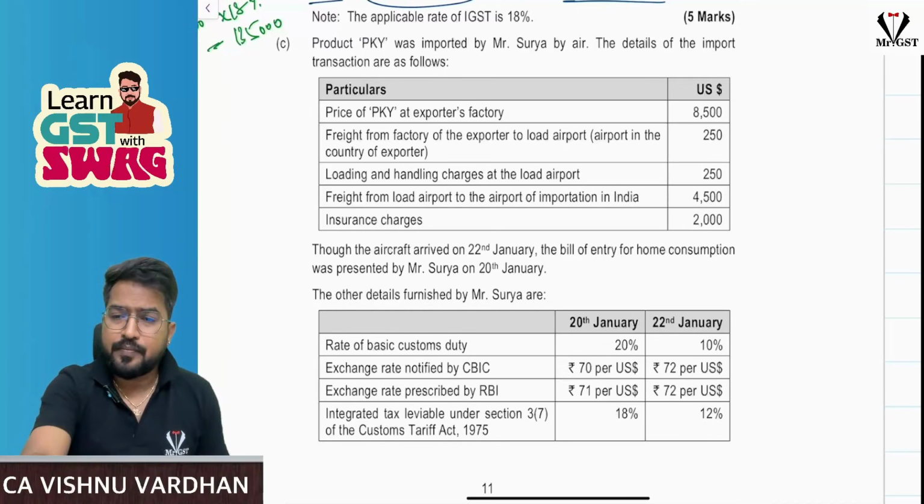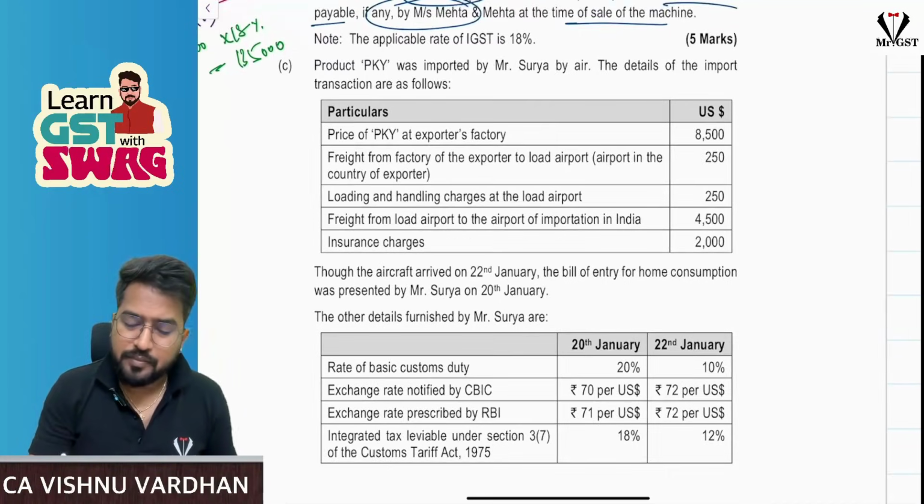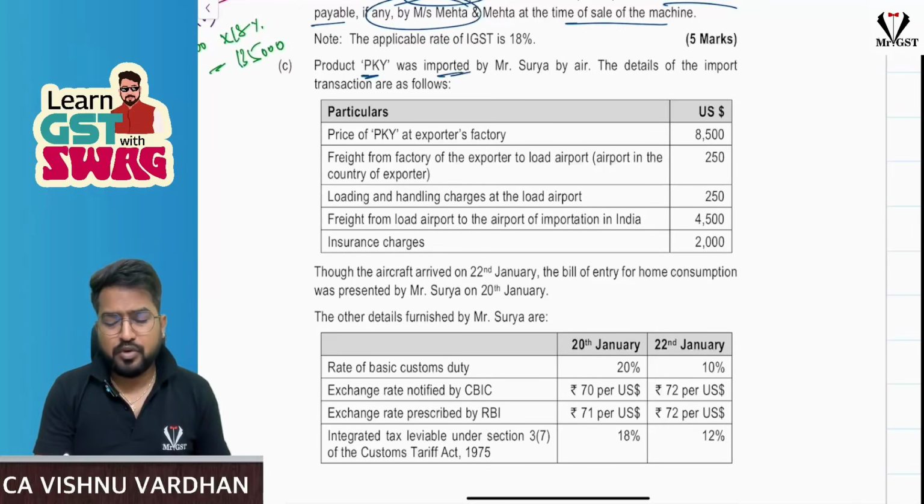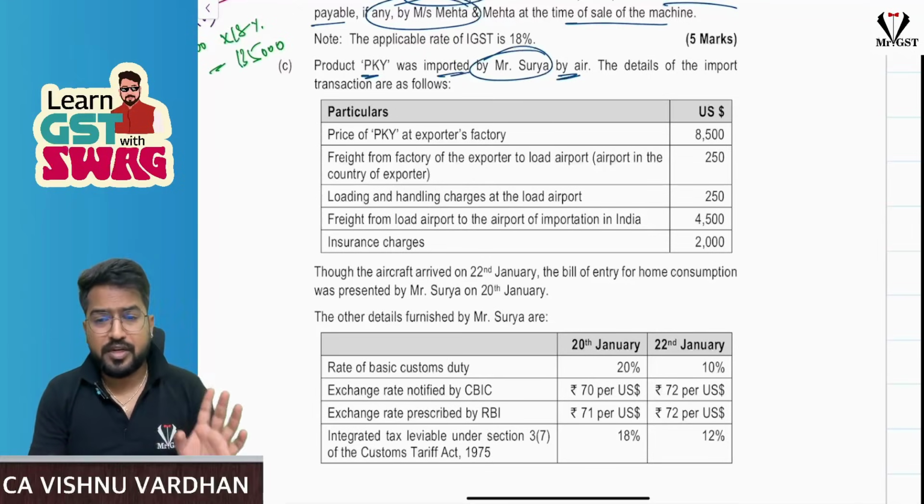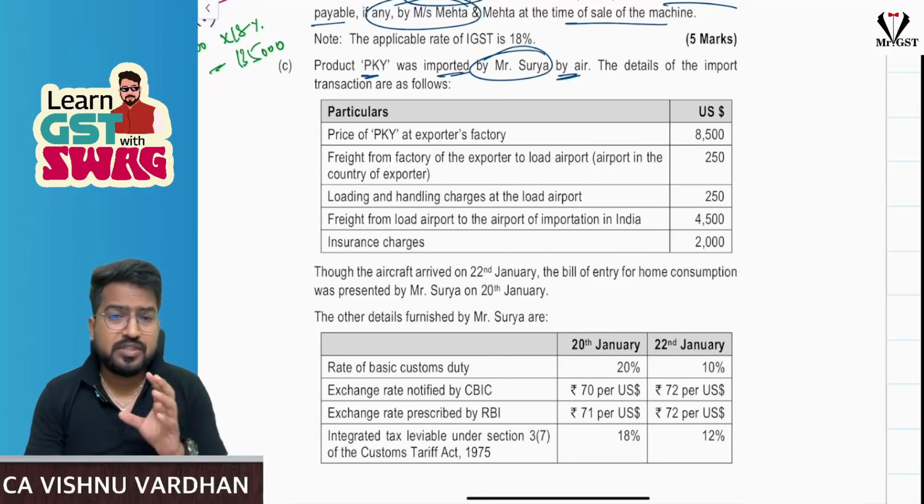Now in this question, the product PKY was imported by Mr. Surya by air. That is important here, as you know. While calculating the customs duties, whether transportation is by air or vessel, you should be very careful. Okay, so by air it is fine.